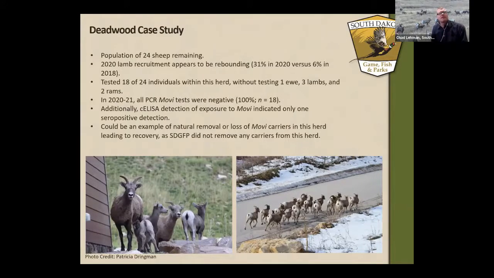Additionally, we tested C-ELISA detection for exposure to MOV, and we had 1 seropositive detection. So what we suspect is occurring here is this could be an example of natural clearance of MOV leading to recovery. And so we're going to continue to monitor this herd, but we did not remove any carriers from this herd, unlike the Custer State Park or the Rapid City herd.